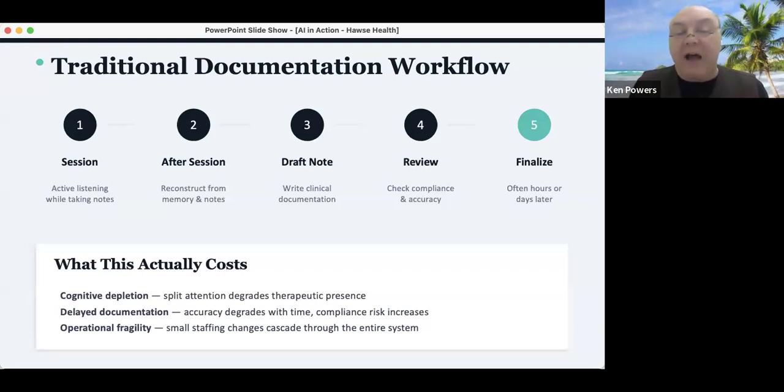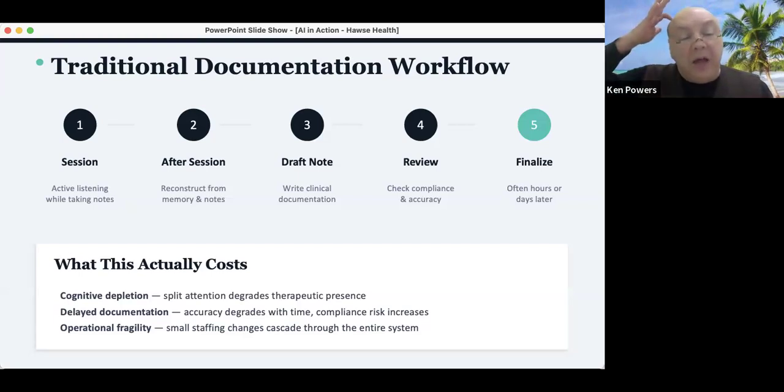Then you try to draft that note, you write the clinical documentation. Then you need to review that and check for compliance and accuracy, and then you finalize it. And so often that whole process takes you to after hours, or in some cases, even days later, when you're finally going, what did I do in that session? Trying to look at your notes, trying to remember.